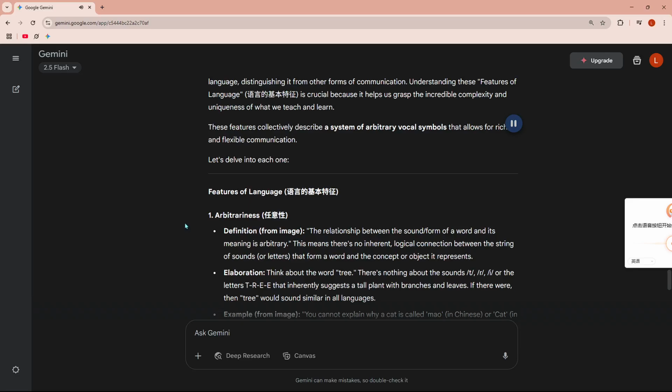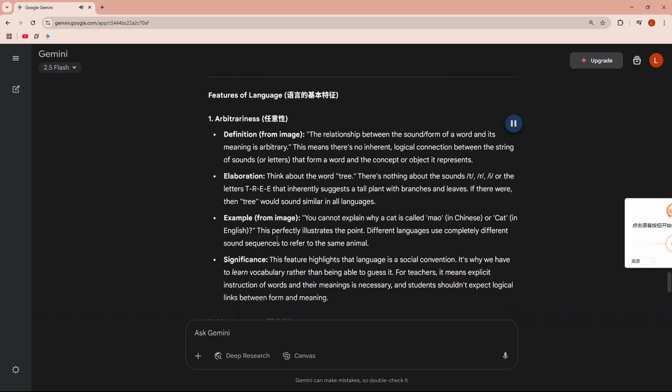1. Arbitrariness, Ren Yi Xing. Definition, from image: the relationship between the sound, form of a word and its meaning is arbitrary. This means there's no inherent, logical connection between the string of sounds, or letters, that form a word and the concept or object it represents. Elaboration. Think about the word "tree." There's nothing about the sounds t, r, i, or the letters t-r-e-e that inherently suggests a tall plant with branches and leaves. If there were, then "tree" would sound similar in all languages.